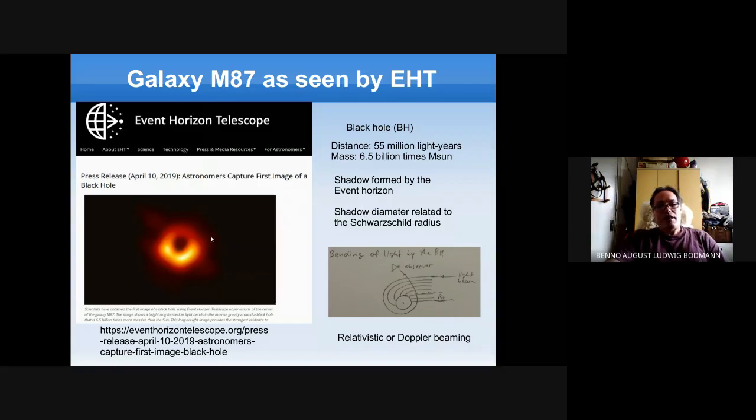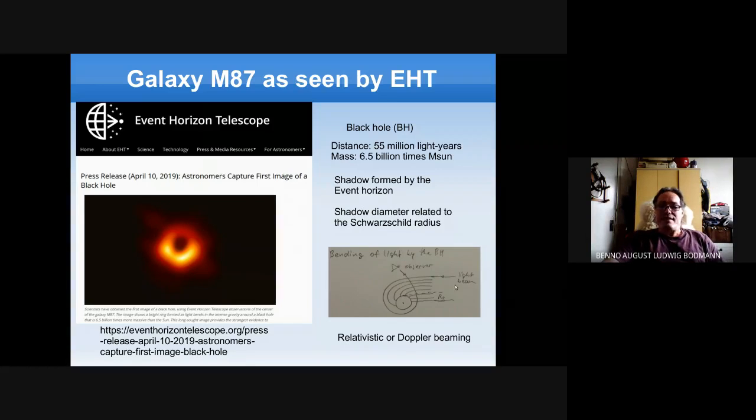And how can we interpret this image? Well, let's have a look at the sketch here on the side. If the light beam comes close to the black hole, it is bent by the strong gravitational field and is absorbed inside the event horizon. But if the light beam comes distant to the black hole, it can make a trajectory around it and can reach some distant observer.